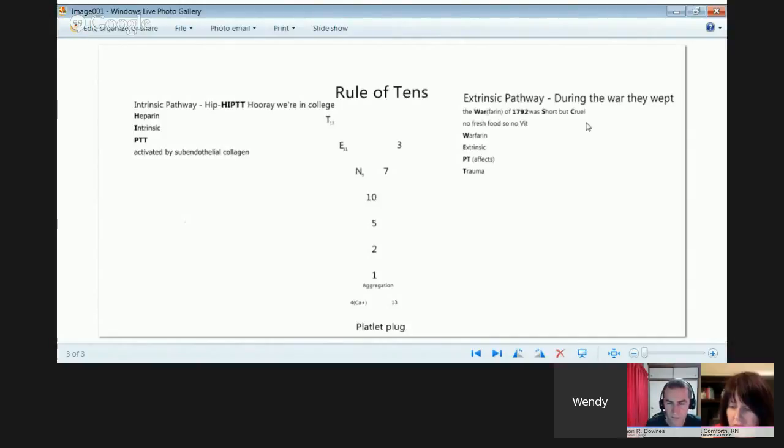And is that the one that changes hospital to hospital? Yes. So what do we use, because that changes so much? INR. INR. Okay. Exactly.